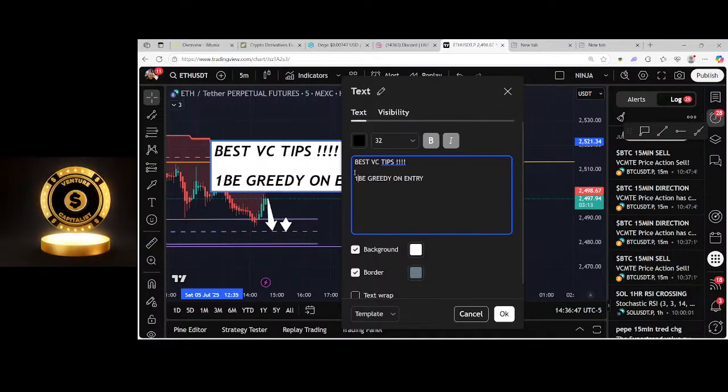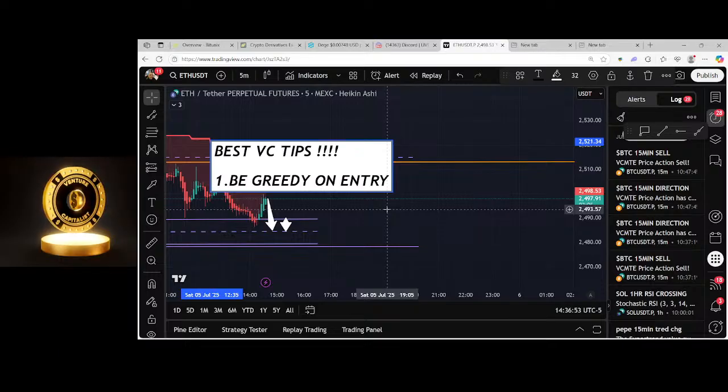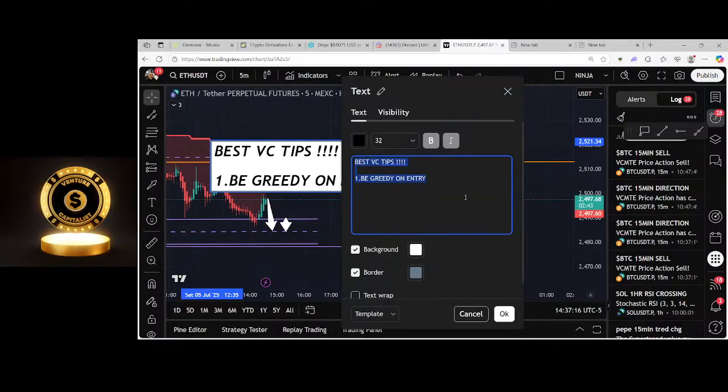And number 1 is be greedy on entry. This is where we talked about being greedy. A lot of times you guys say I'm greedy, I make a trade, and I try to hold my trade too long. Well, what you're really trying to do is make a certain amount of money, and you don't have a goal or target set. When you do that, you don't know when to close.